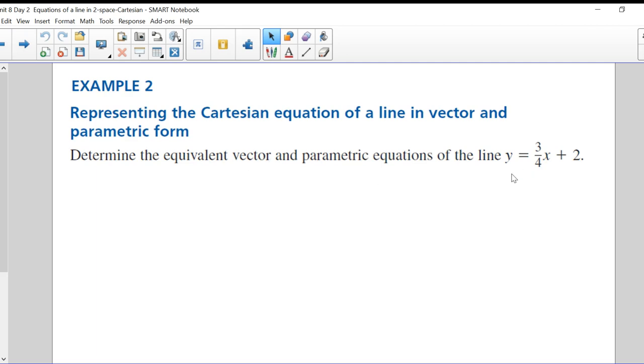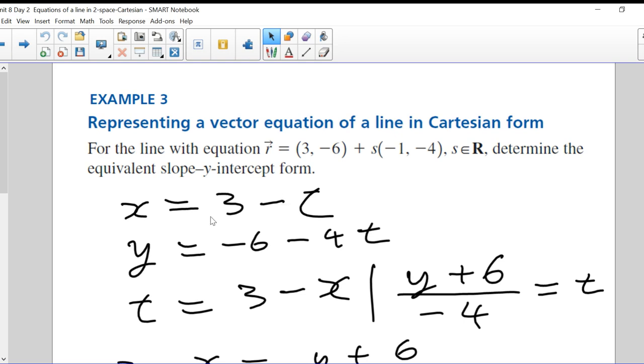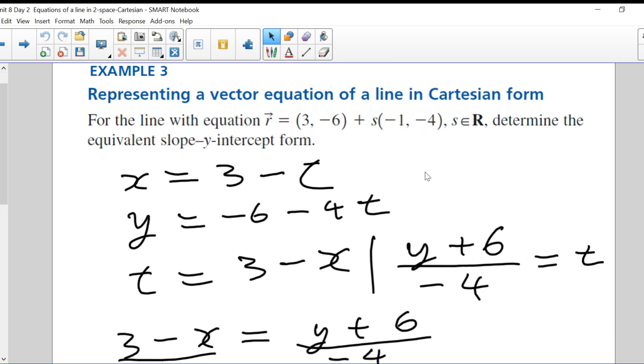Okay, so do we need? All right, let's see if we can find. Okay, here's another one that we did yesterday. For the line with this, determine the equivalent slope intercept form. That's not hard at all. If you think about that, this again represents what the slope of this line is. This minus 1 and 4, the y over the x, really represents the slope of the line. So it's really a slope of 4.